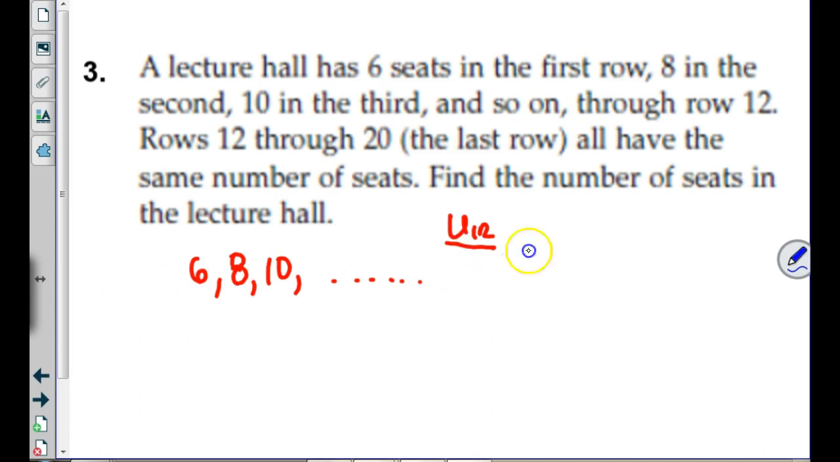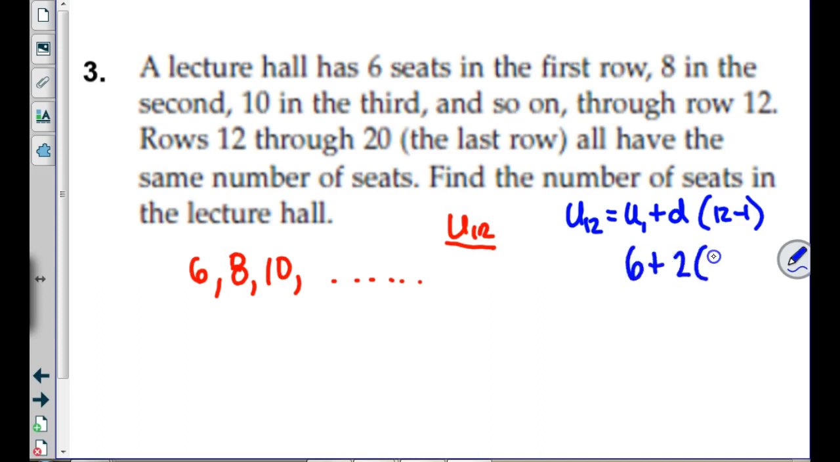Yeah. Okay, so the 12th row should be the first row plus the difference times 12 minus 1. Okay, what will that be? What's the difference? Or 11 times, which would be 28, maybe? Someone get 28? Okay.